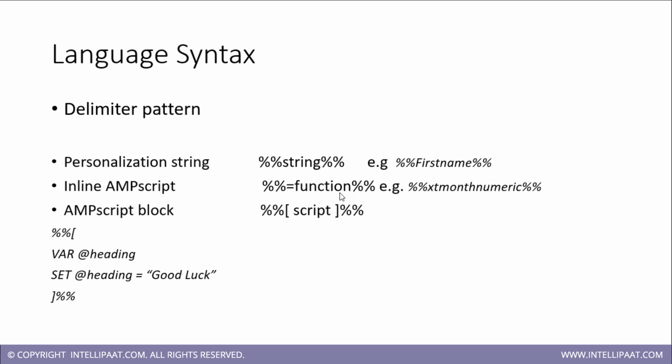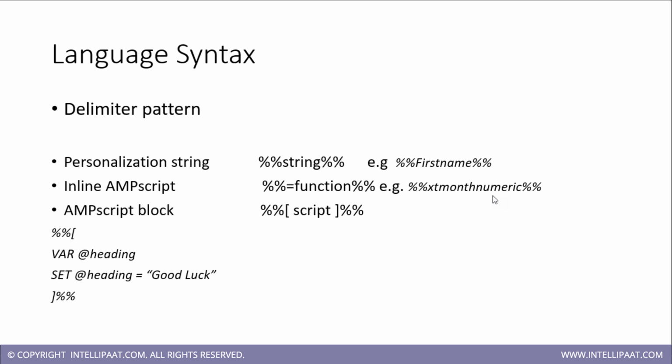But you cannot declare or do any kind of logic inside this. You can only use functions, one function, that's it. For example, on the right hand side, the example that I have taken, xt month numeric. This is a function, not the exact syntax, wherein if you utilize this function, it will give you the numeric value against a month. For January it will give you 1, February 2, March 3, like that. So the pre-built functions that I spoke about, 150 odd functions, will give you the value that you're looking for, and with the help of inline AMP script syntax, you can display that in one line.